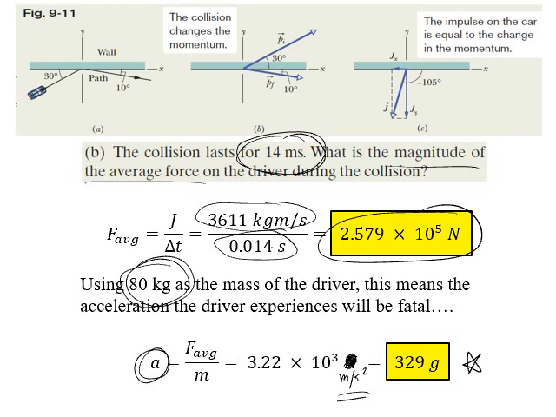The human body can withstand up to about 10 g's or something like that. And so unfortunately, in this case, this would be a fatal accident for the driver. So you can see that even a glancing type collision in a race car off a very rigid wall can lead to some big problems with the forces involved on the driver.